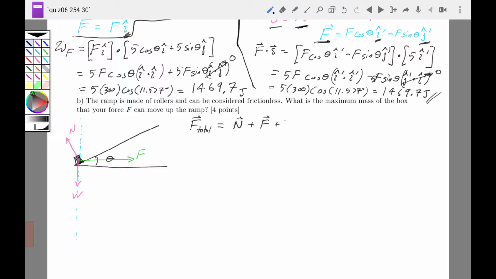That's N plus F plus W. And in the rotated coordinate system, the vector W can be written as, let's see. I need to find one of these. So if this is theta, then this is theta, which means this is theta.